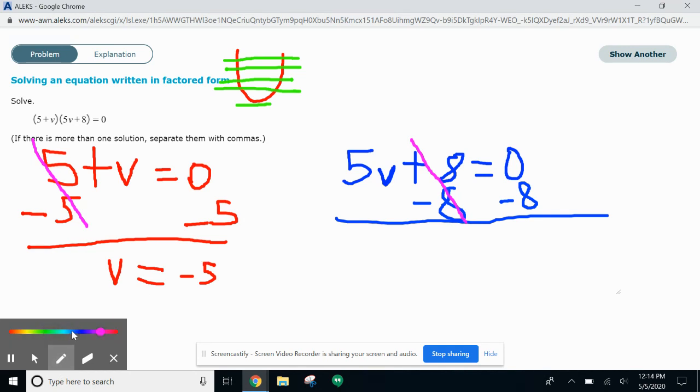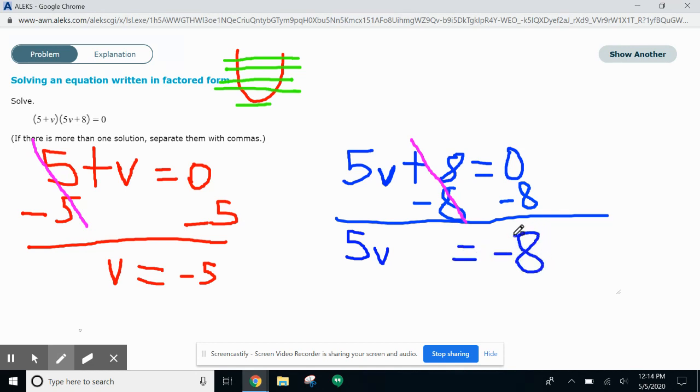Those cancel out. Now I have 5v equals 0 minus 8, which will be negative 8. And now I have 5 times v, so the opposite of multiplying by 5 is dividing by 5. And those will cancel out. So now I have v equals, and since this fraction here doesn't really divide evenly into a whole number, I'll just leave it as a fraction. You could put it as a decimal if you want, but I'd rather keep it as a fraction.